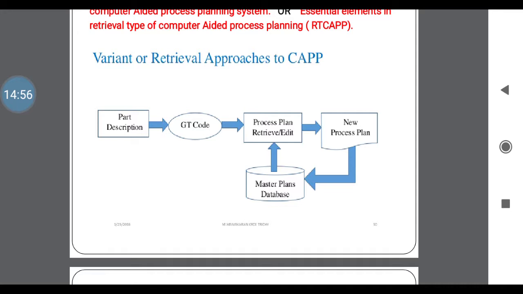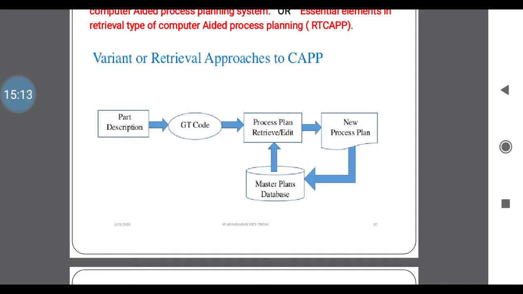First one is the part description, your part details. Second, you know the GT code. After knowing the part details, you go for GT code. Next, process plan, new process plan and master plans. Here process plan is your original plan.